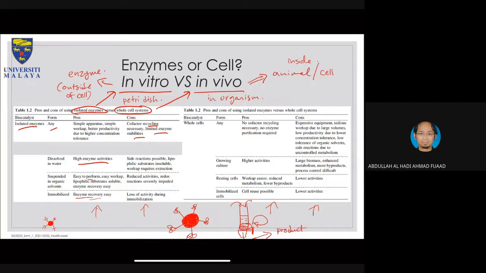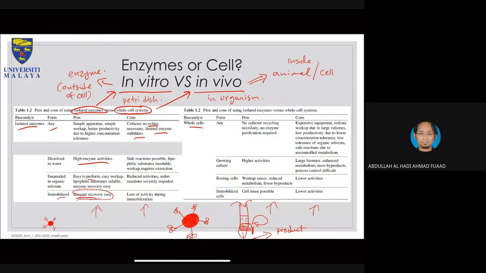Okay, so that's one of the advantages, what it means by enzyme recovery being easy under immobilization. However, if you look at the advantages of using a whole cell, you don't need a cofactor. Meaning that an enzyme, if it's in a cell, is normally self-sufficient because the cell itself produces what it needs. You do need external media, food supply, energy supply, glucose, amino acids, and so on as the basic monomers for the cell to live.